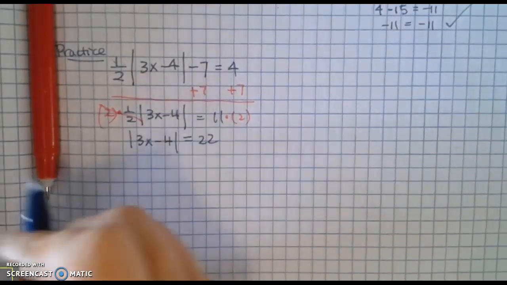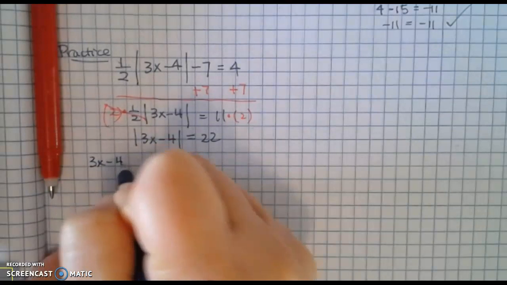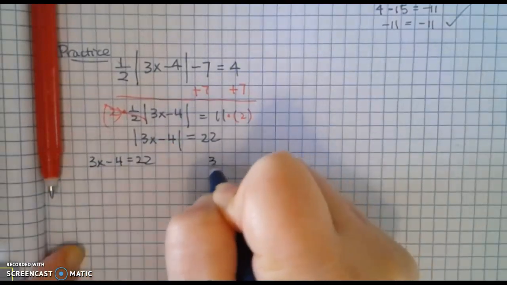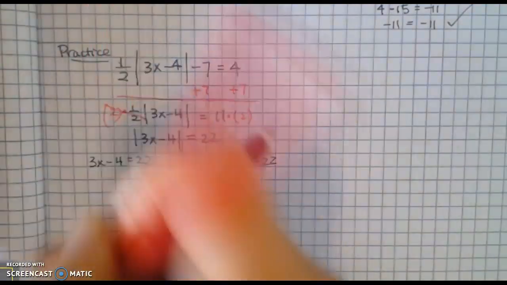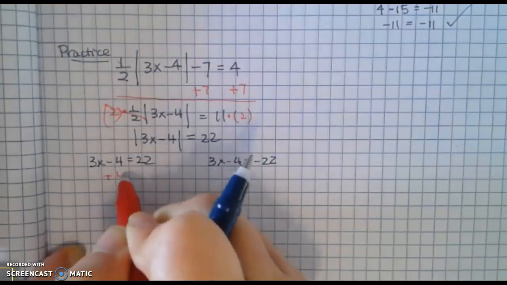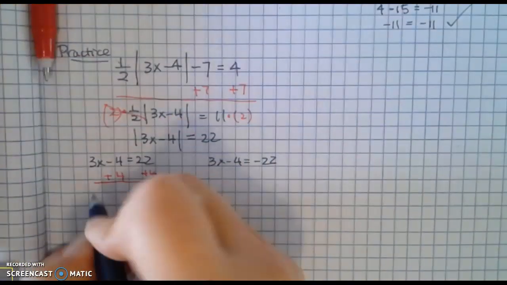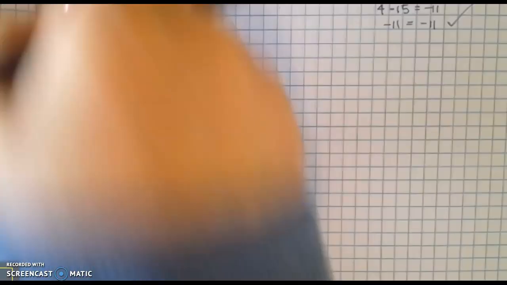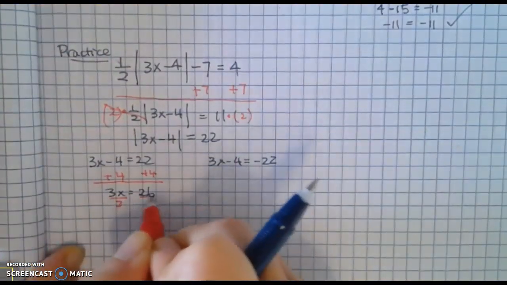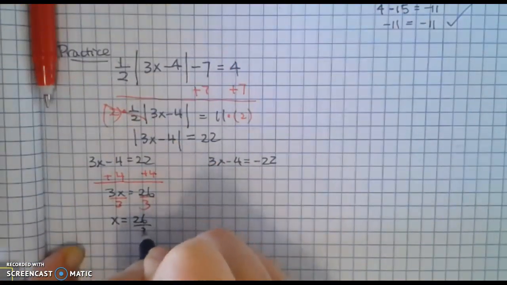Okay, from here, I have isolated the absolute value function to be equal to some number. Now I can separate into two different equations. 3x minus 4 is equal to 22, and 3x minus 4 is equal to negative 22. And then from here, solve it as you would. And that leaves us with 3x is equal to 26, and divide both sides by 3. So x is 26 over 3.